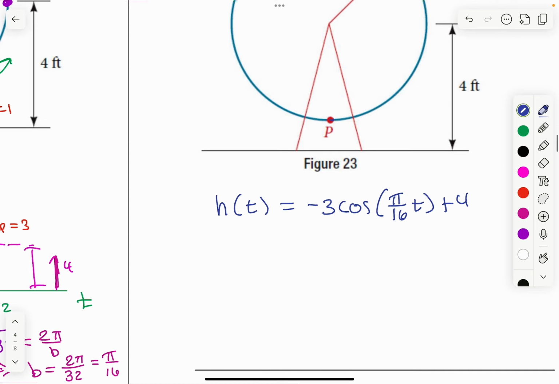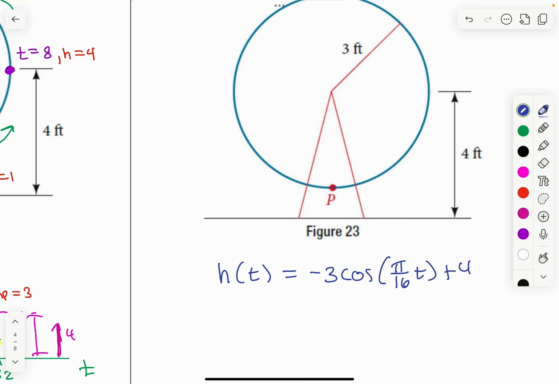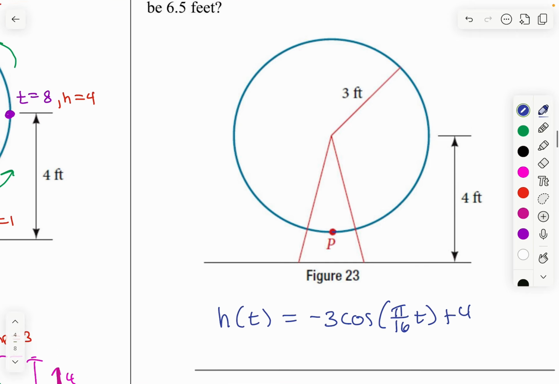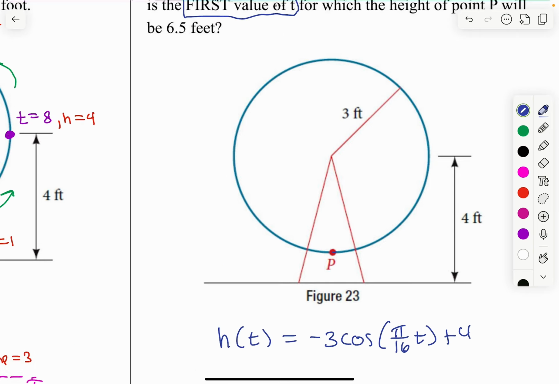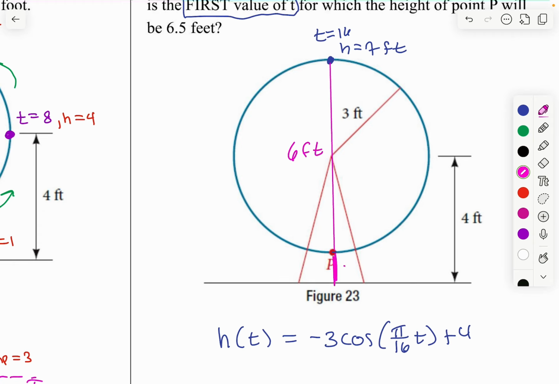So you should know that if you move around this Ferris wheel over and over, you're going to be at 6.5 feet multiple times, right? In this diagram, I think we learned that was at 16 seconds, and the height here is 7. Okay, the height is 7 feet. We learned that because the radius is 3, the diameter therefore is 6, and we know that this was 1. So the height is 7 feet.